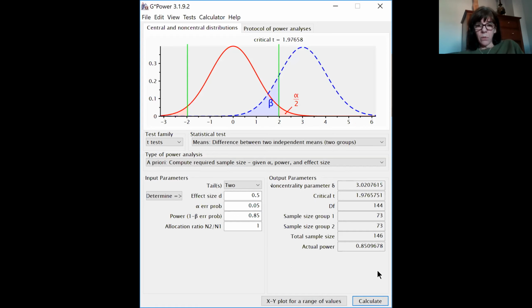I think we went up to 210. And now we've managed to do without 50 people or so.